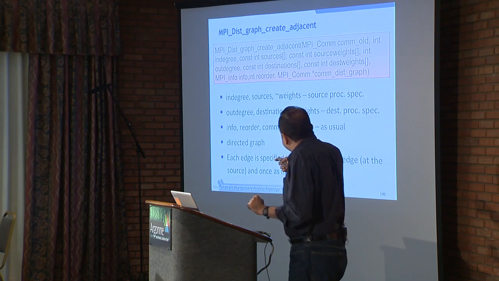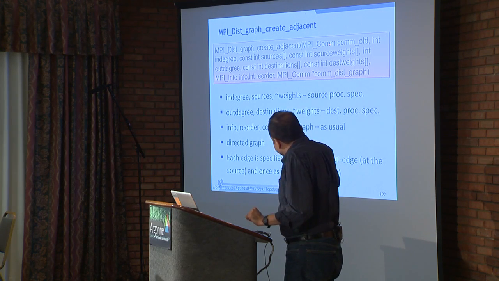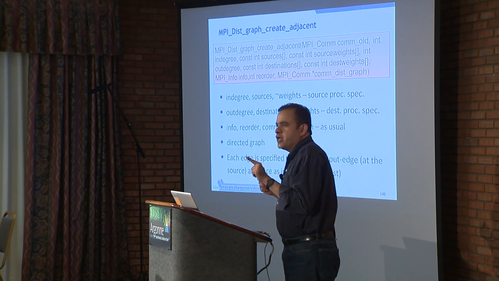So let's say you have the communication graph, who's communicating with whom and how much. Each of those processes has to specify its communication graph with its nearest neighbors. That is, who are the sources and the destinations: whom is it receiving from, and whom is it communicating to. And optionally, you can pass weight information for that edge of the graph.